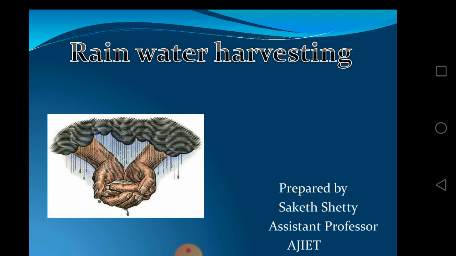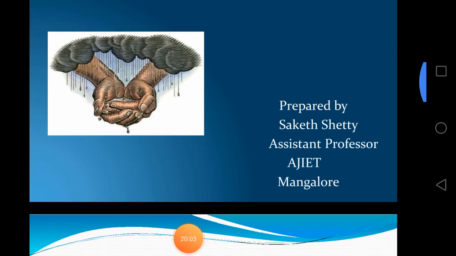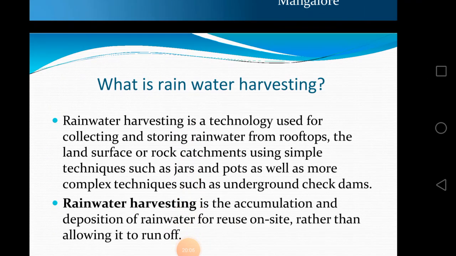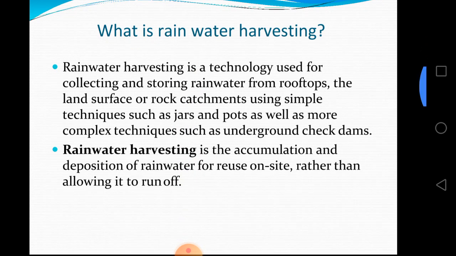This is the explanation related to rainwater harvesting. First, the explanation I have given is what rainwater harvesting is. Rainwater harvesting is a technology used for collecting and storing rainwater from rooftops and land surface or rock catchments, using simple techniques such as jars or pots, as well as more complex techniques such as underground systems.